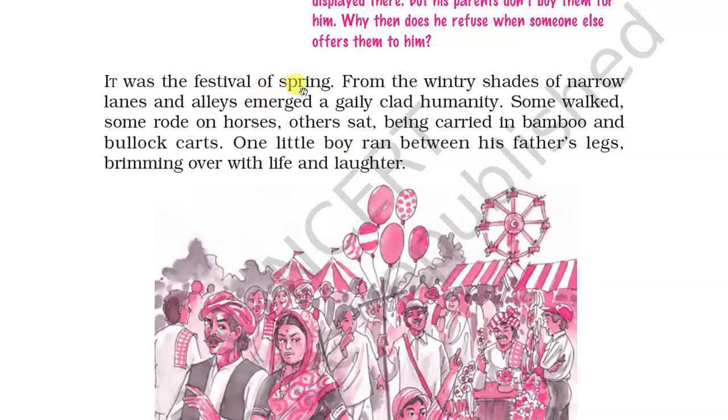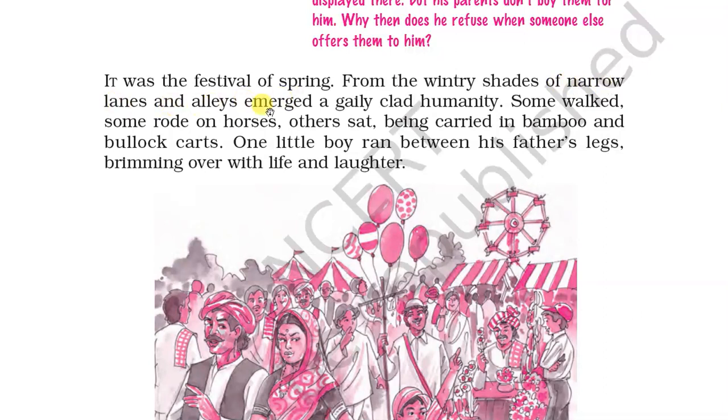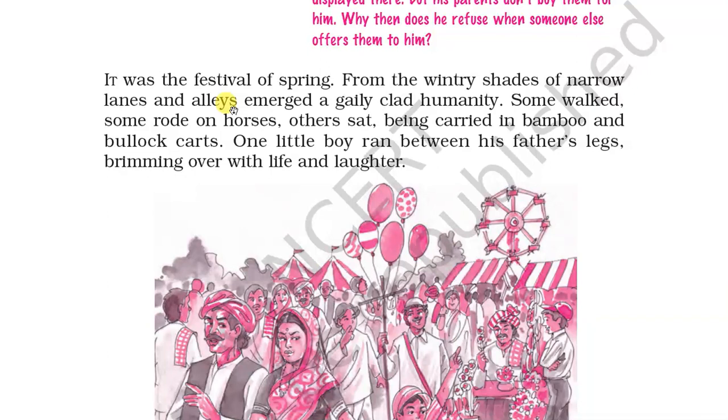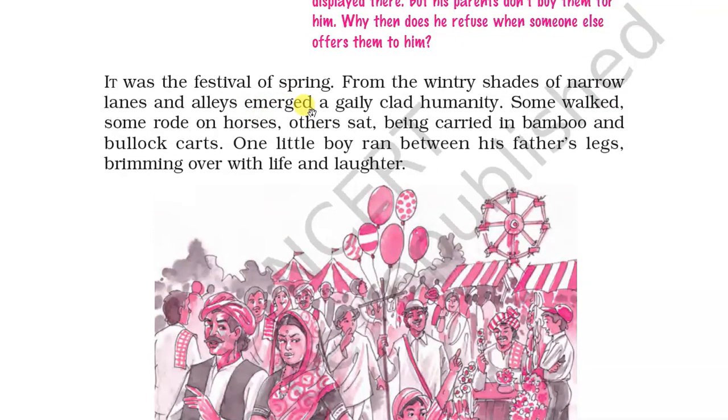It was the festival of spring. Spring is a season, like nowadays, February, March, April, the spring season. From the wintry shades, wintry shades means a little bit cold, and shades of narrow lanes and alleys, alleys means streets, and emerged means where they came out in a gallery.